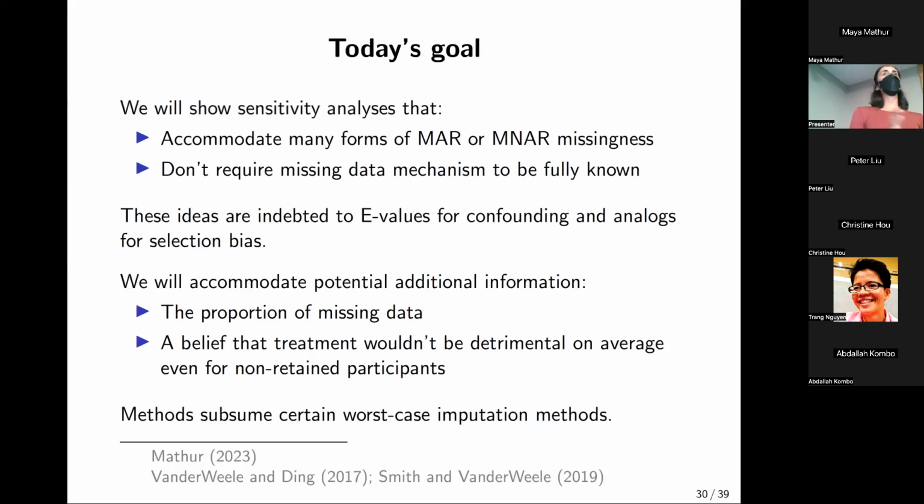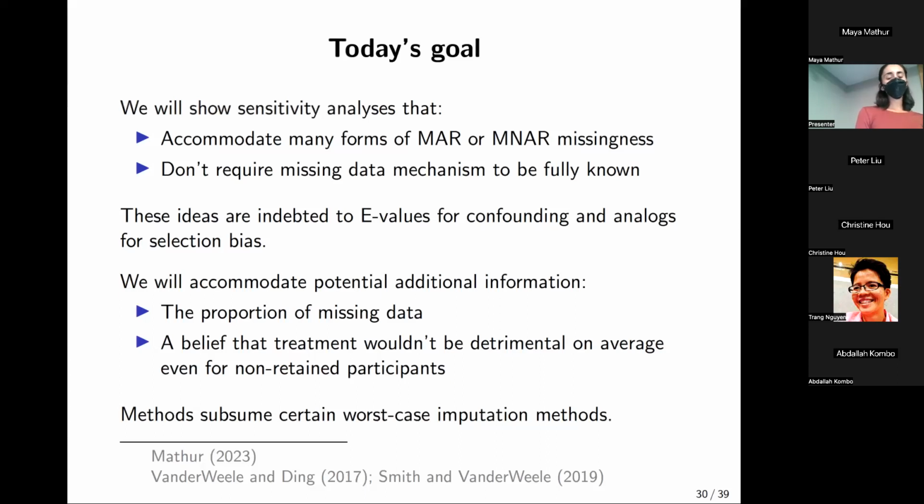So let's think about the smoking example. We might be willing to believe that even people who drop out of the study are unlikely on average to have a detrimental effect of financial incentives. We might say it's just not that plausible that, for these people, giving them financial incentives would make them smoke more. Okay, so we can incorporate that type of a priori belief into these sensitivity analyses.